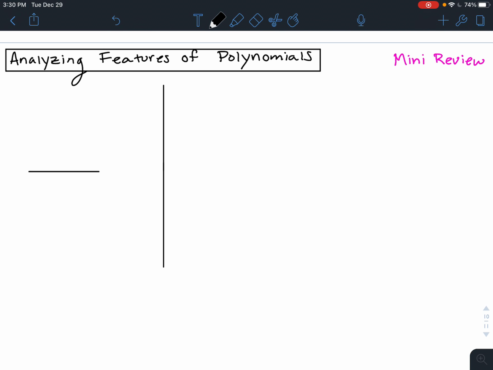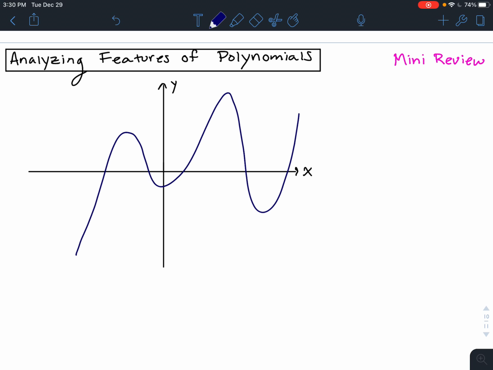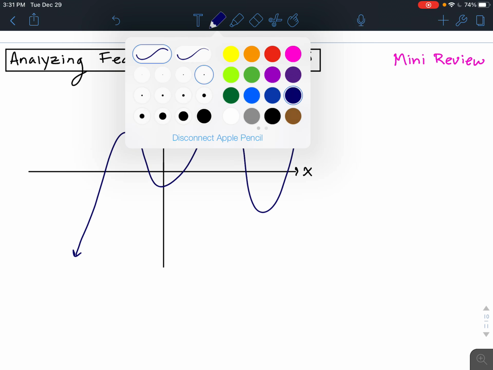So I'm just going to draw a general, ooh, that was bad. There we go, there's my straight line tool. Okay, so I have my x-axis and my y-axis, and I'm just going to draw a general curve here. Right, so just a little curvy polynomial here.